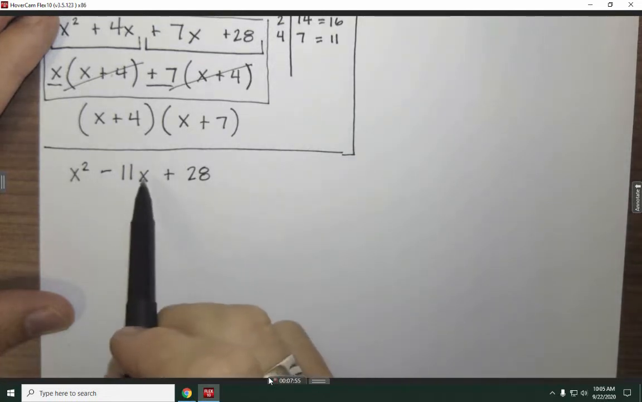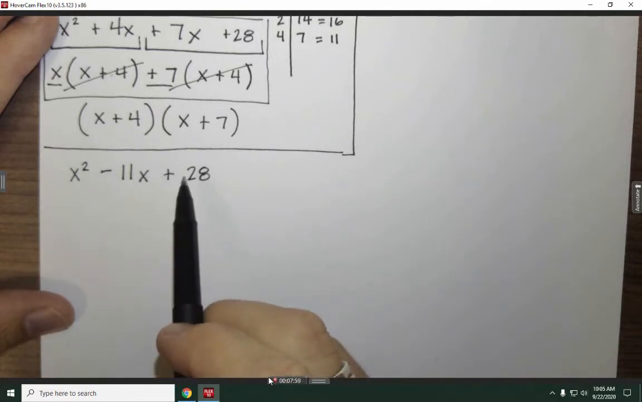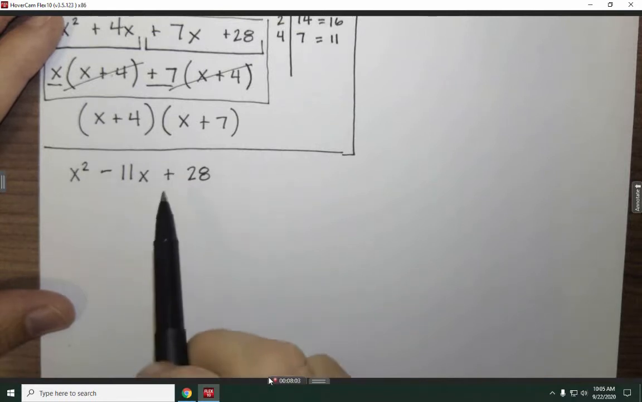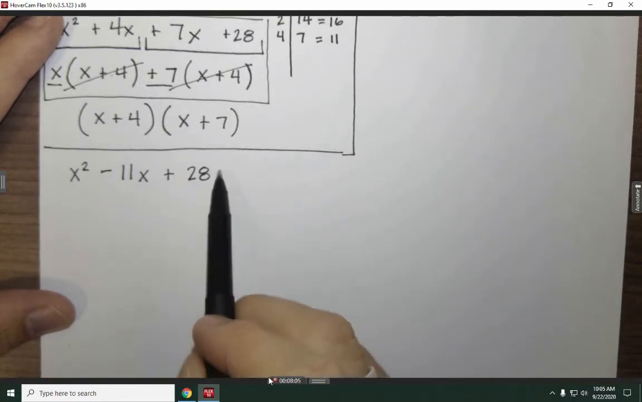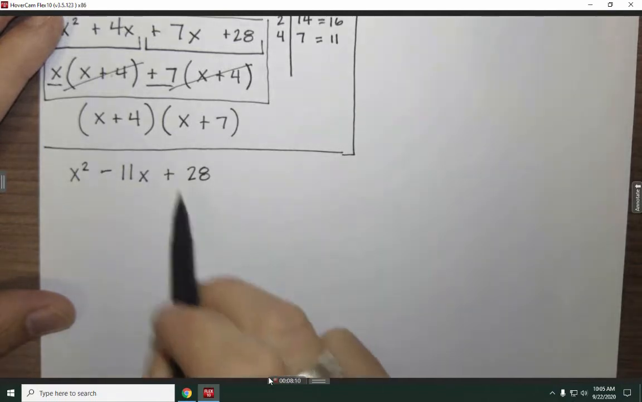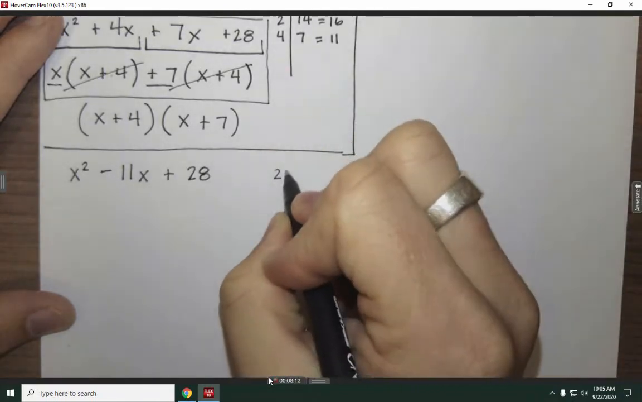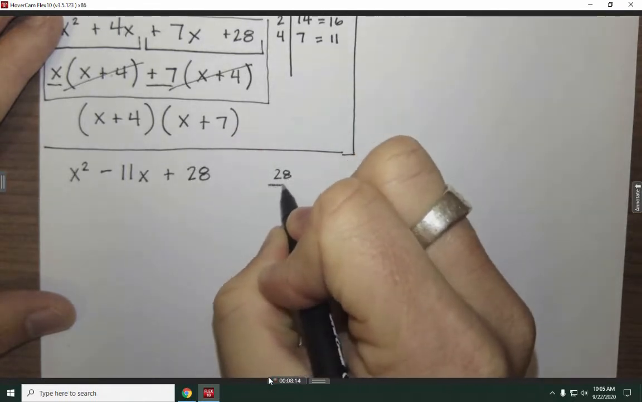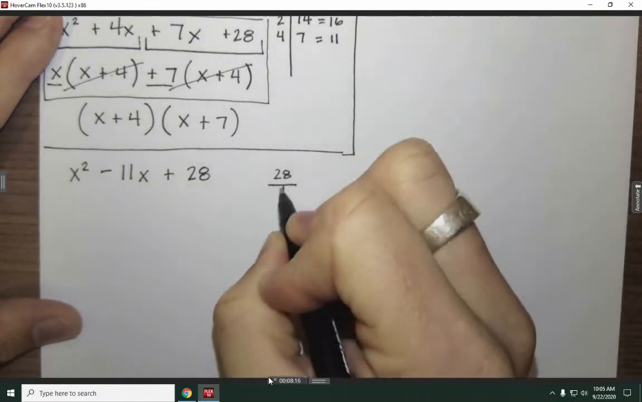So if we know we're going to have a negative, that means that both of our numbers are going to be negatives. Which means that this is going to have to be a negative times a negative that gives us that positive. That way we'll end up with a negative number here. And we've already listed off what numbers give us 28 in our first problem. So let's just review that.